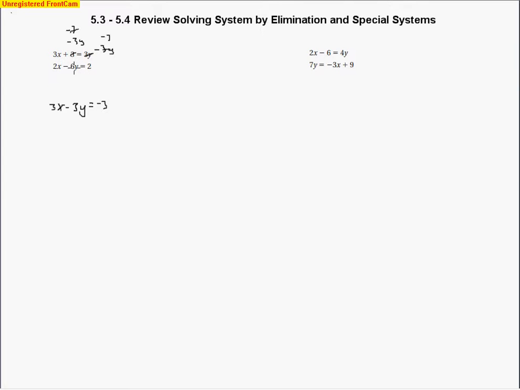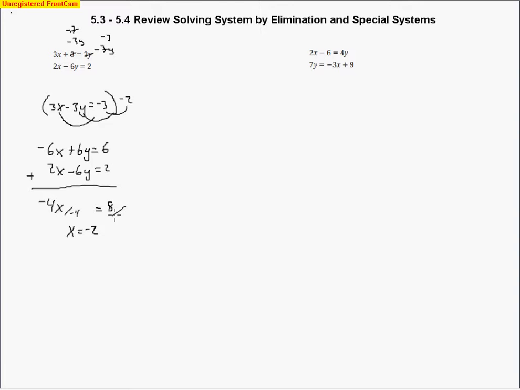On this side, this one's all set up for us. It's just 2x minus 6y equals 2. But now I need to modify these so I can get either the x's or the y's to cancel. So let's say I multiplied this one by negative 2, and that'll make it a positive 6y here. So this becomes negative 6x plus 6y equals positive 6. Well, this other equation is 2x minus 6y equals 2. So when I add them together, I end up with negative 4x. The y's cancel out, and I have 8. So x equals negative 2 when I divide by negative 4 on both sides.